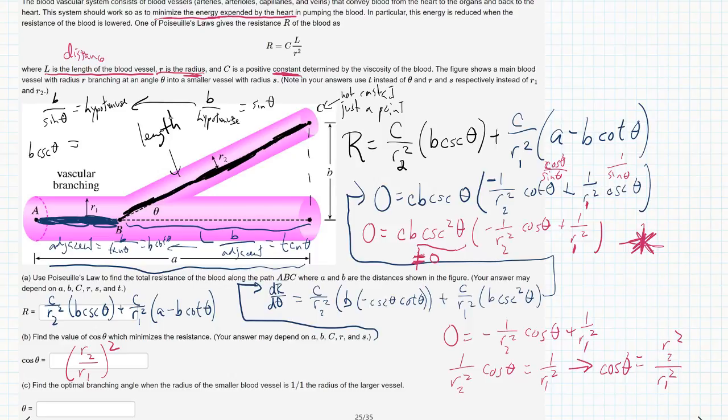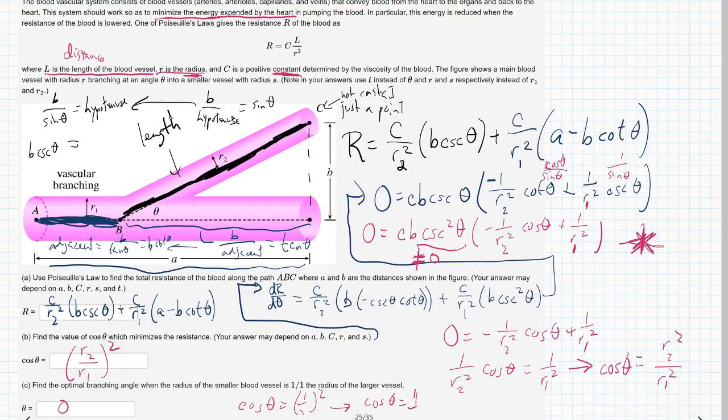So the last part says find the optimal branching angle when the radius of the smaller blood vessel is 1 over 1, 1 to 1, the radius of the larger vessel. So basically they're the same size. Okay, so that means that cosine of theta equals 1 over 1 squared. So that means cosine of theta equals 1. So that means theta equals 0.